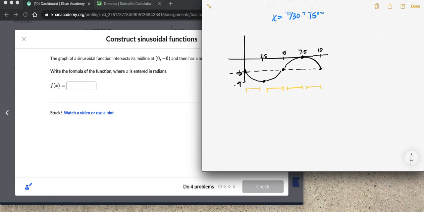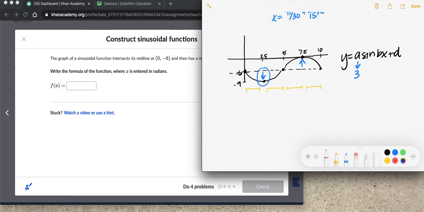This is obviously not to scale in the y direction. So let's kind of put this together. I always think of this as y equals a sine bx plus b. Our a value is our amplitude. How far do we go below and above? This one is actually to scale from -6 down to -9. This a value is going to be 3.